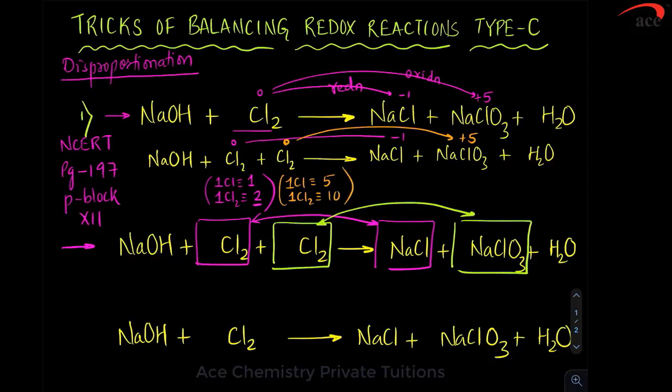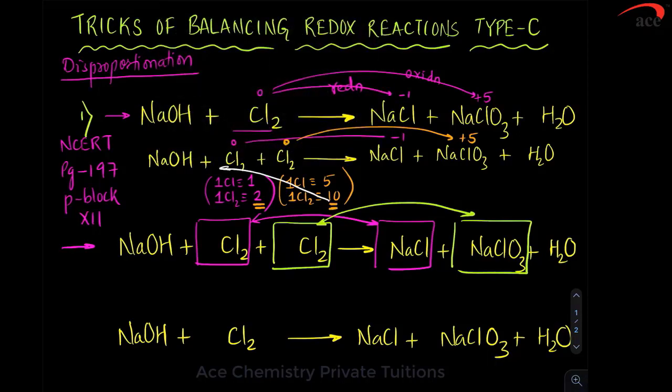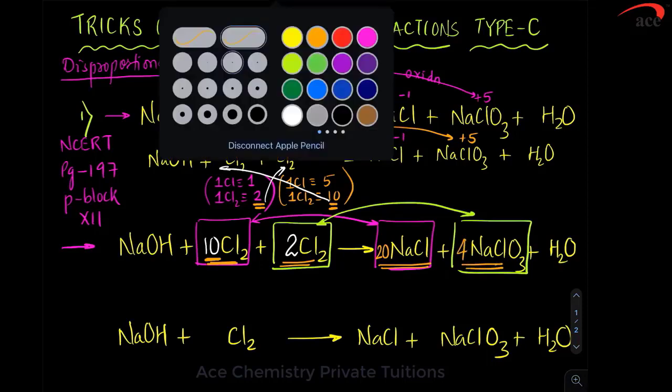Then what we do? We multiply by a number so that the total exchange of electrons remains the same. One exchanges 2 electrons, the other exchanges 10. So we cross multiply. The number will be 10 at one place and 2 at the other. So 10 times 2, total number of chlorine is 20. Total number of chlorine here also should be the same, 20. The number of chlorine here is 4, so the number of chlorine here also should be 4.